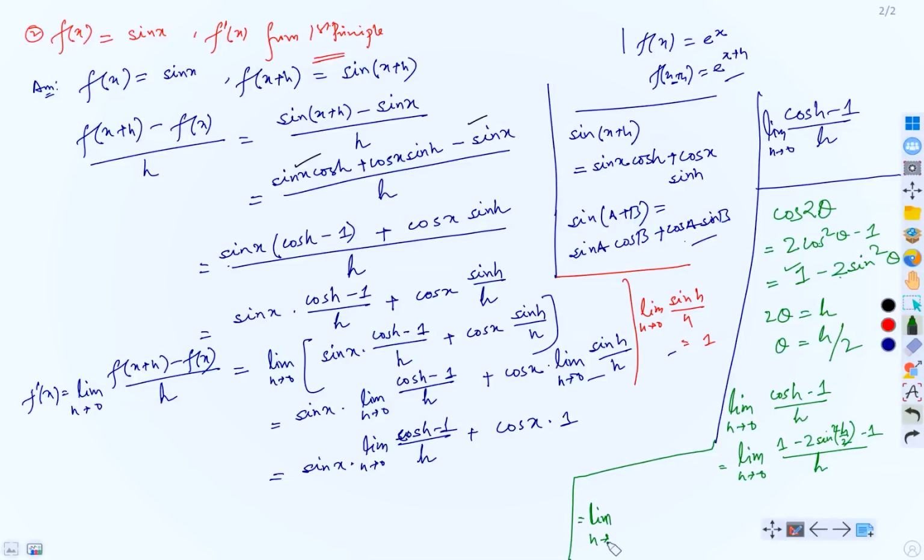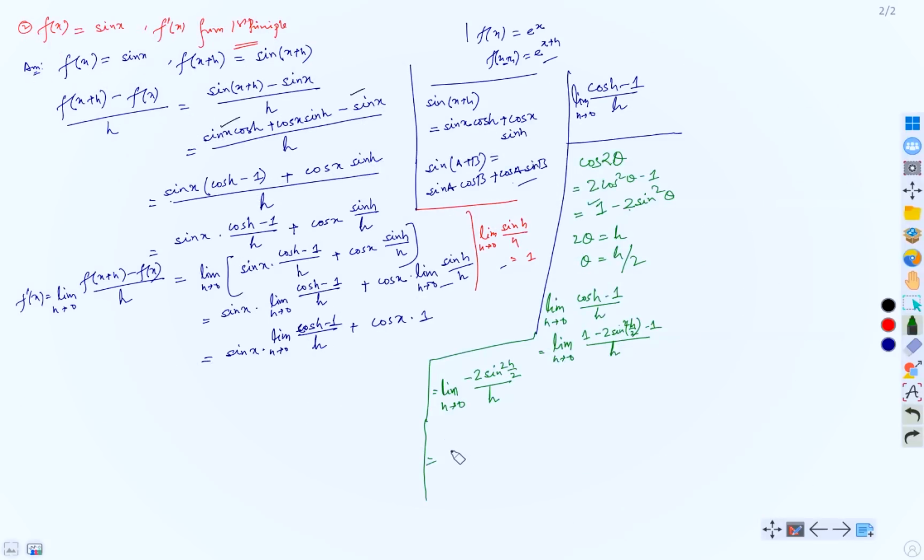Limit h tends to 0. This 1 and 1 will get cancelled out. Minus 2 sine square h by 2 upon h, correct? This we can write as minus 2 outside of the limit, h tends to 0, sine square h by 2 upon h, okay? Minus limit h tends to 0. This we can write in this way.